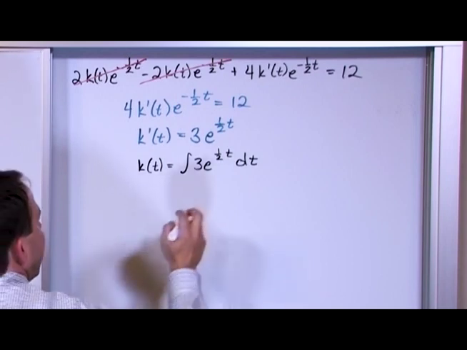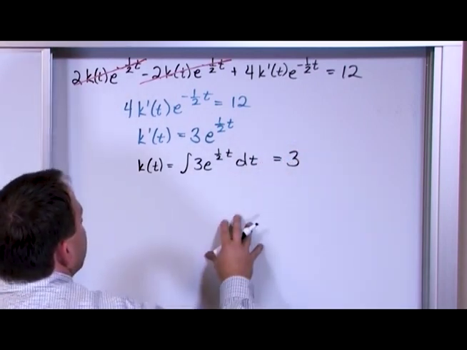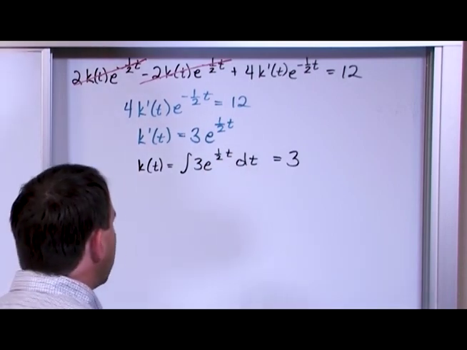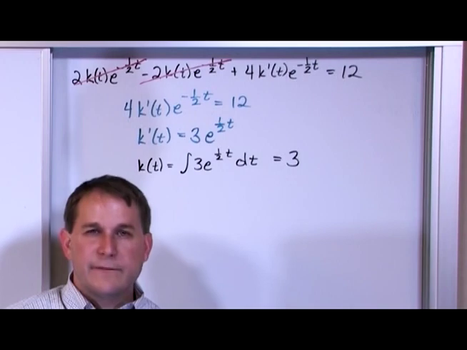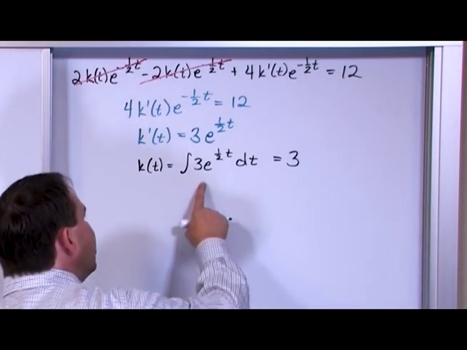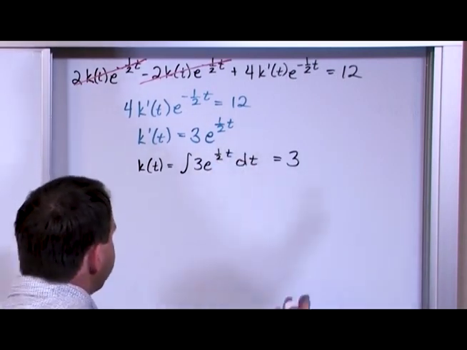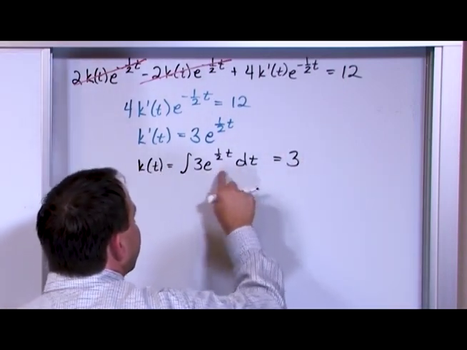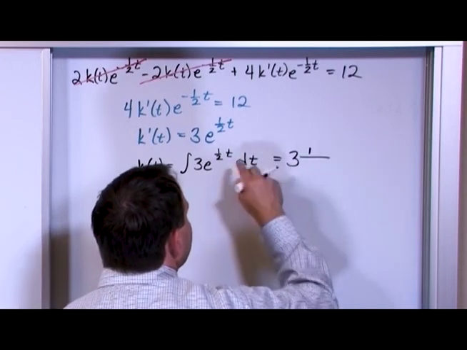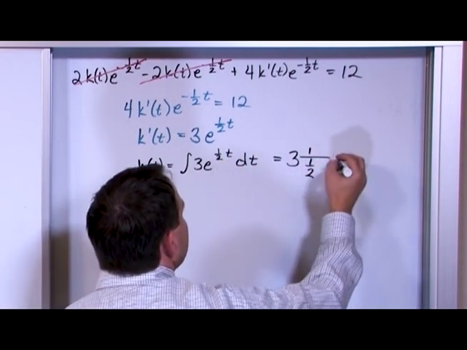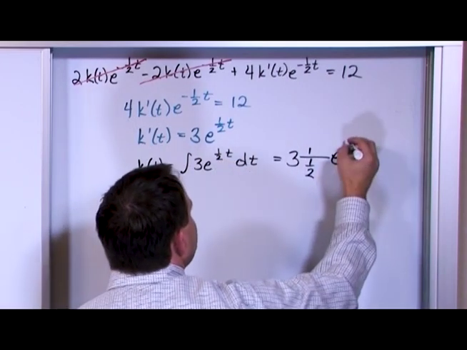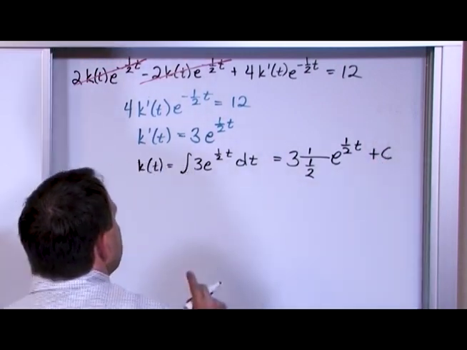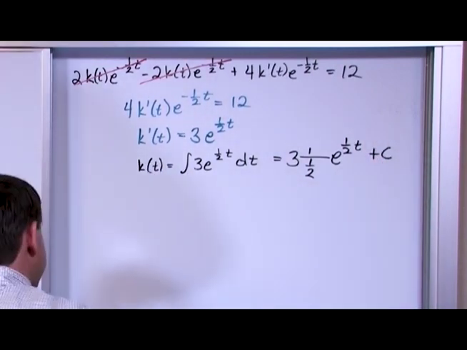So what we have here is 3 times, what is the integral here? We have e to the 1 half t. How do you take the integral of e to the 1 half t? Now, if you're not comfortable doing this, you could set u equal to this exponent and do a substitution integral. But when you do it long enough, you'll realize that the result is going to be 1 over the derivative of the exponent, 1 half. Then the exponential is indestructible, so the integral itself is still e to the 1 half t, plus a constant.